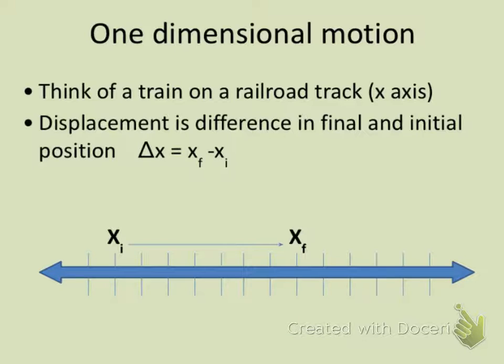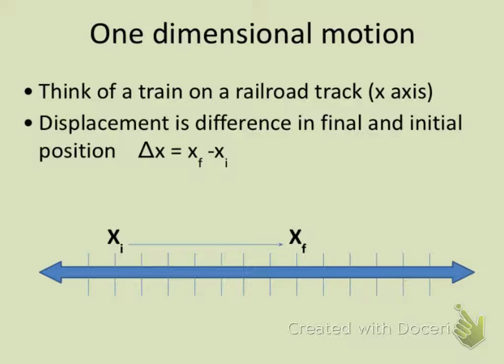With 1-dimensional motion, you can think about a train on a railroad track. You can think about anything that's sort of affixed to a straight line path of motion. And it can't go left or right, and it can't go up and down. It just goes back and forth. That's what we're thinking about right now, just back and forth motion.